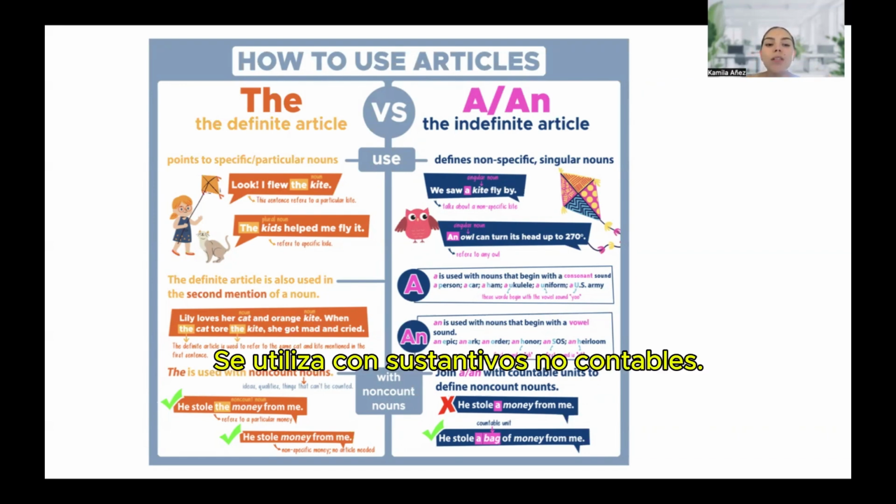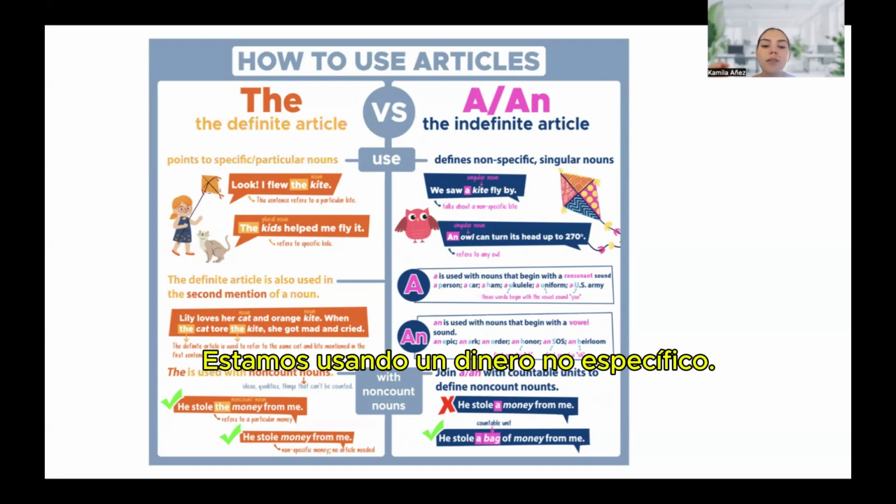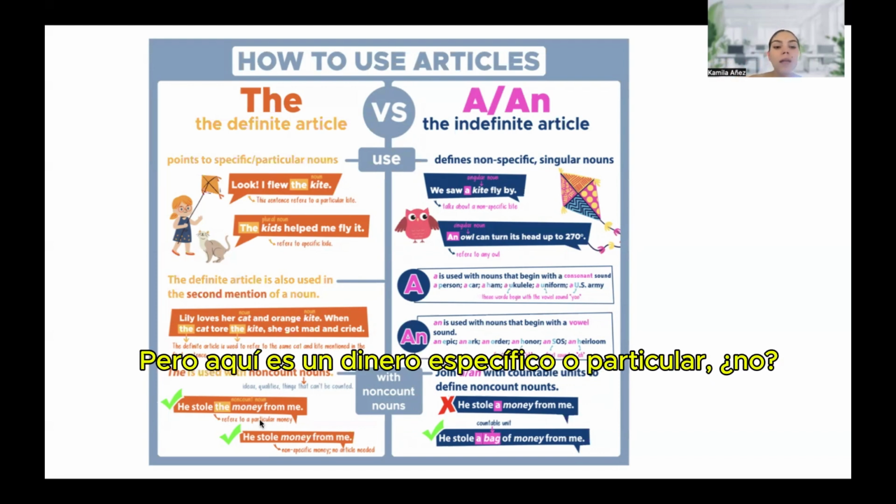"The" is used with non-count nouns, ideas, quantities, things that can't be counted. Sorry, let's see. He stole the money from me. Refers to particular money. He stole money from me. We're using non-specific money, no article needed because it's non-specific money. But here is specific or particular money, right?